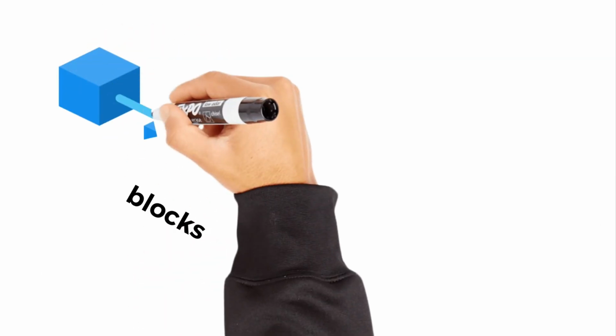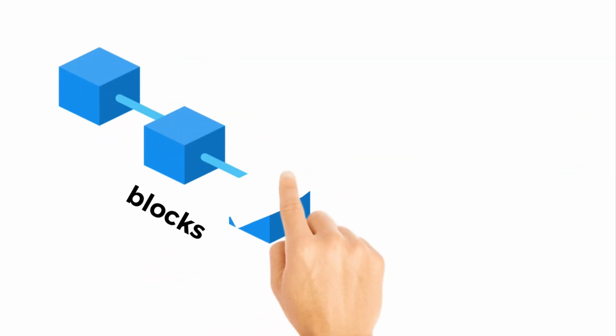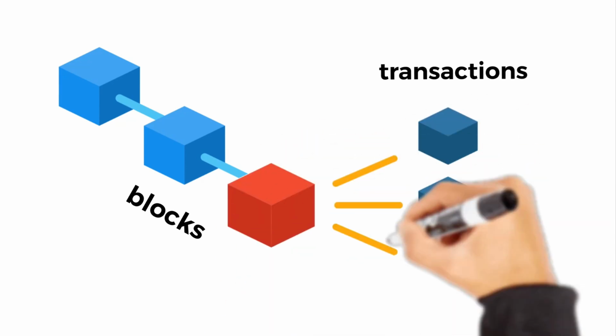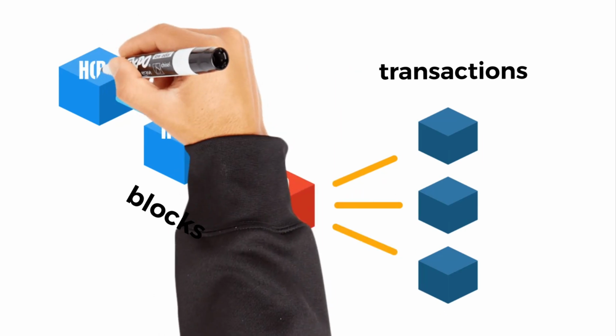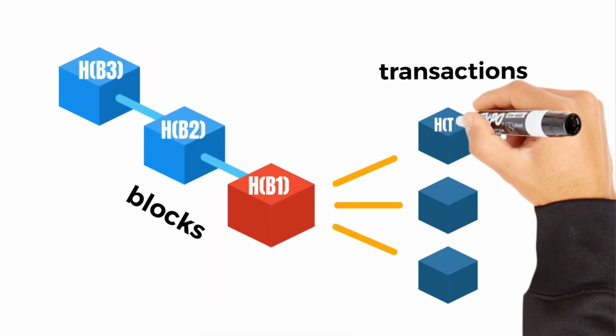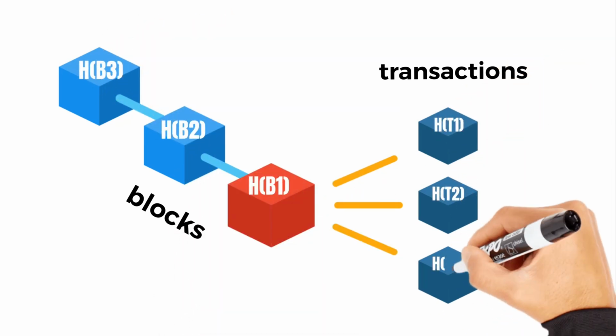We already know a blockchain is a chain of blocks, and each block contains one to many transactions. A block is actually represented as a hash of all of these transactions. Each transaction is also represented by a hash. So how do we include all of these transaction hashes into the block?